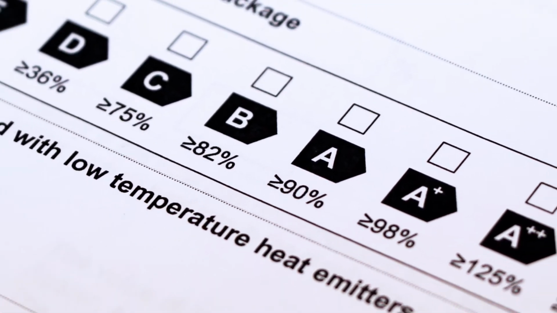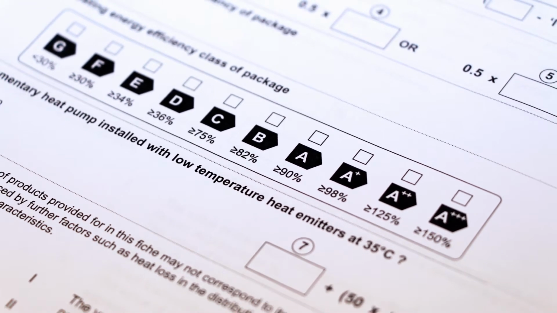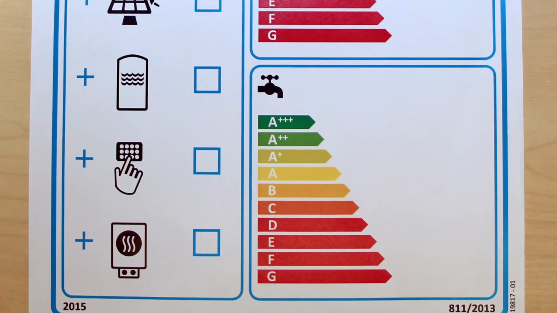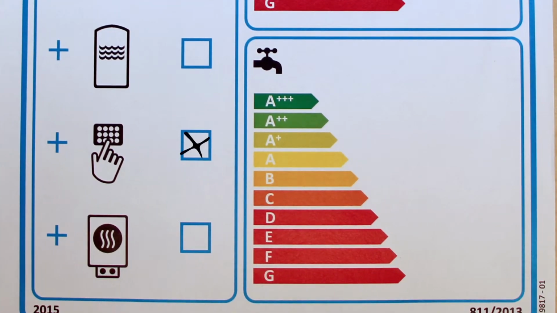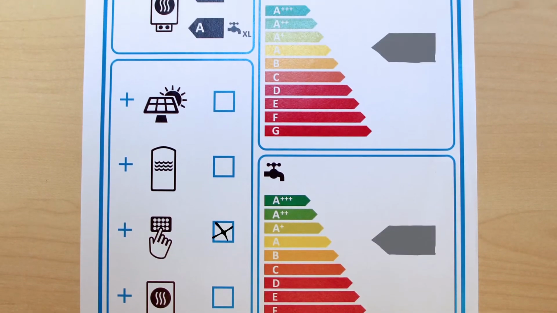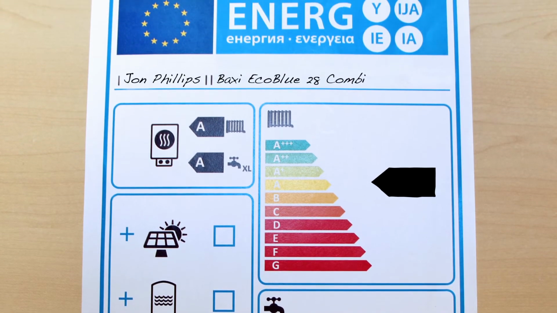Check the efficiency band of the package. In this example, the package is still between 90 and 98%, making it a Class A package. On the package label, mark with an X the items you have fitted and also the space heating efficiency class.